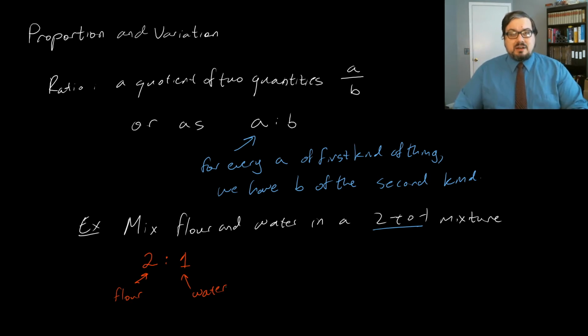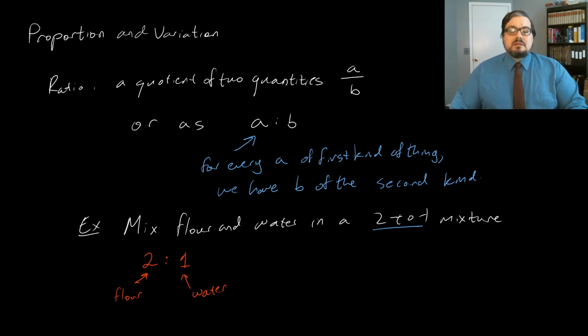precise quantities they are. So for instance, a recipe might say something like this: mix flour and water in a 2-to-1 mixture, instead of saying something like mix 10 cups of flour with 5 cups of water. And by expressing the recipe as a ratio, it's more versatile. So you can scale it up or down easily depending on how much you want to make.